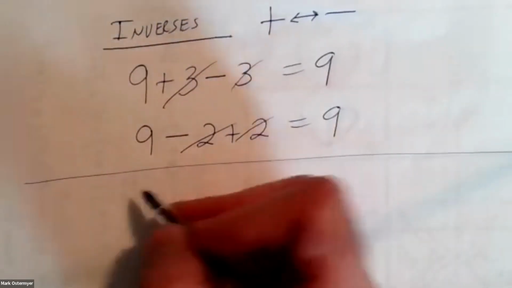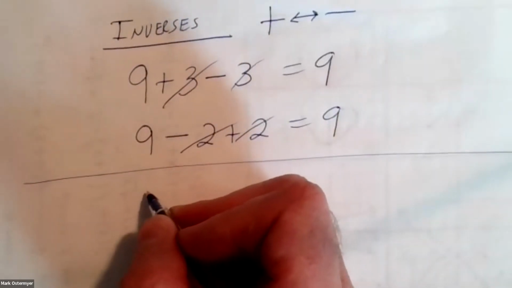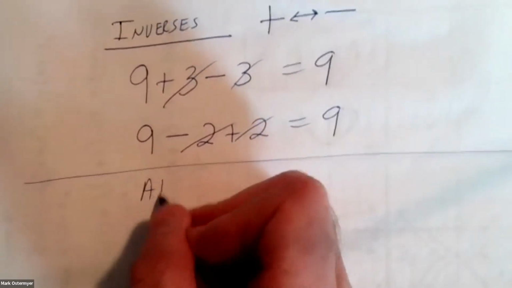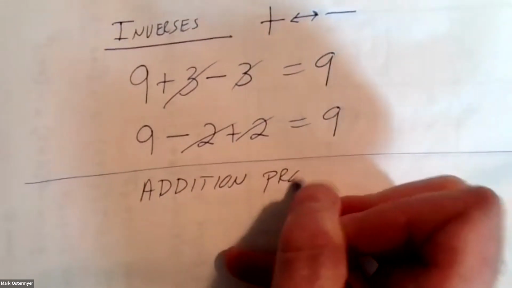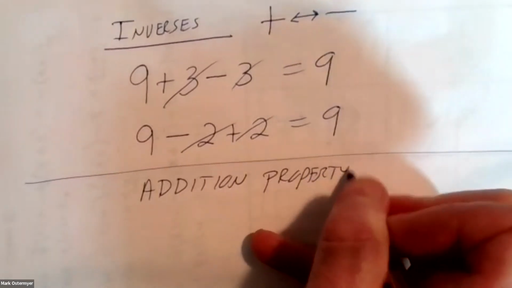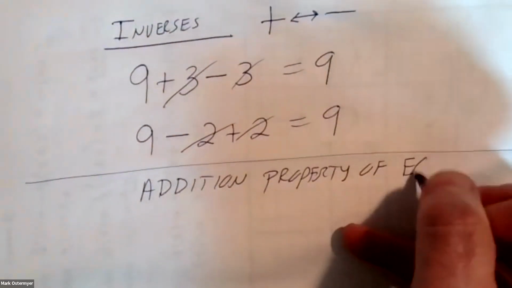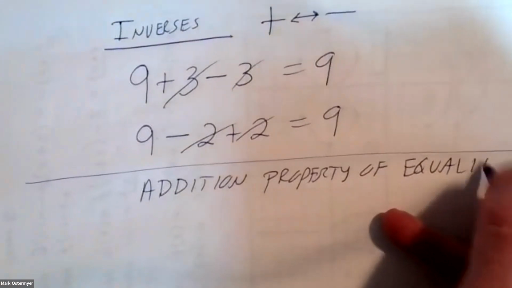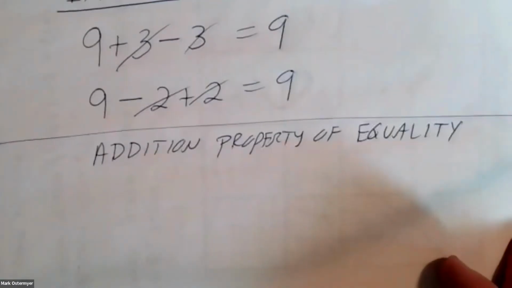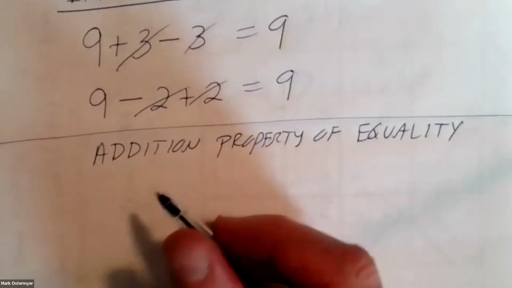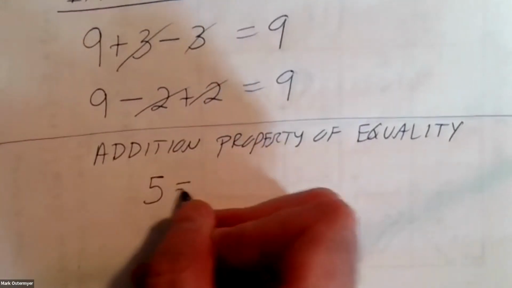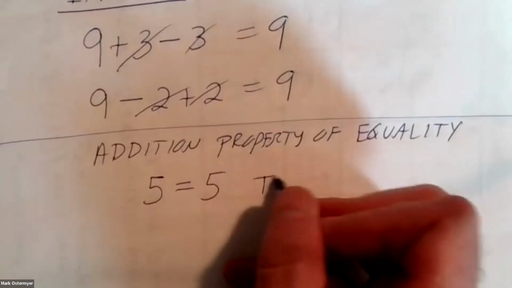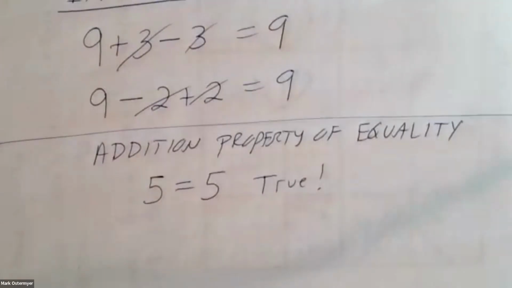Here's another thing. We now need to understand what's called the addition property of equality. The addition property of equality can be illustrated with this example. Suppose I give ourselves a true statement to work with. 5 is equal to 5. Do you agree? That's true? That's true all day long. Do you agree?